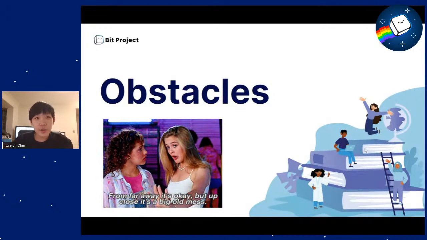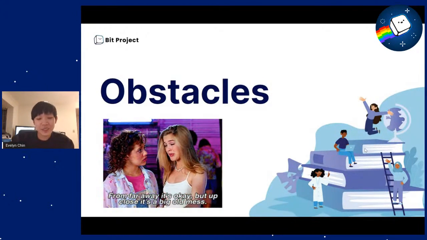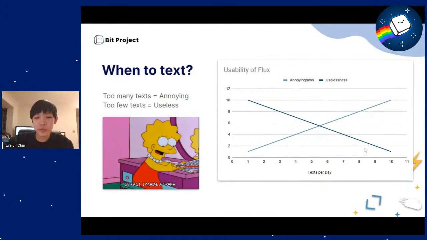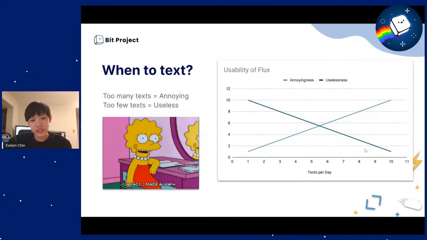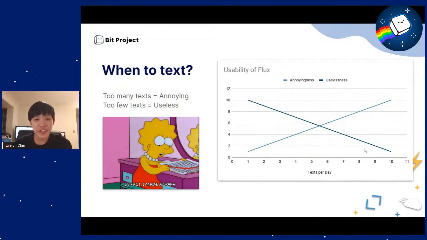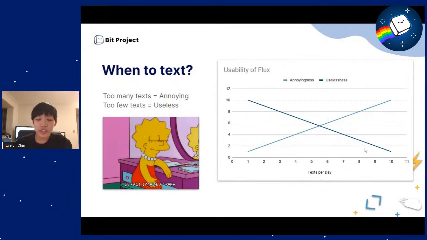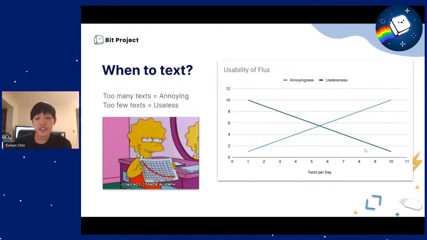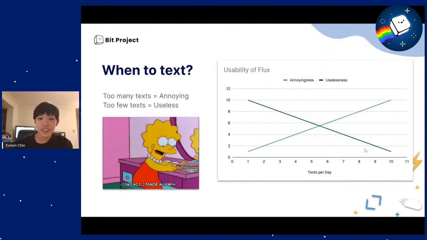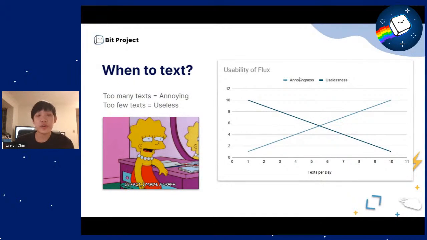So, obstacles. There were a lot of obstacles, and I assure you that the code really does look a little bit messier closer up than farther away. The main problem that we had to tackle here was, when do we text, right? Too many texts could be a little annoying or very annoying, and the fewer texts we sent, the more useless it became. We needed to find just the right balance in order for it to be not as annoying and not as useless as possible. So we're really aiming for this center balance point right there.